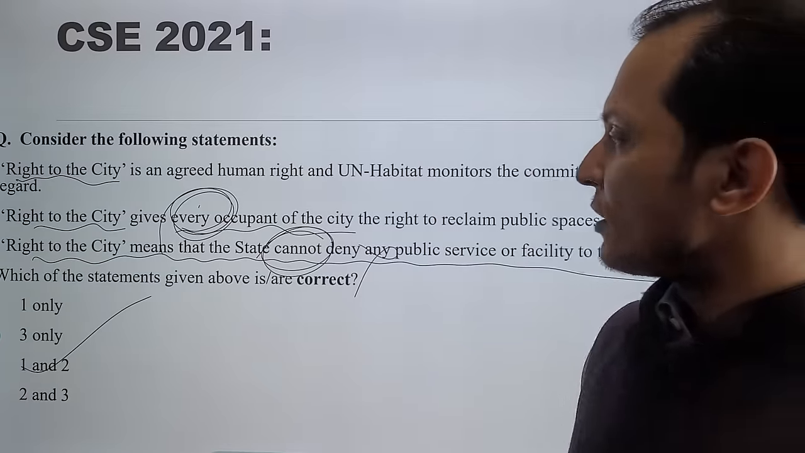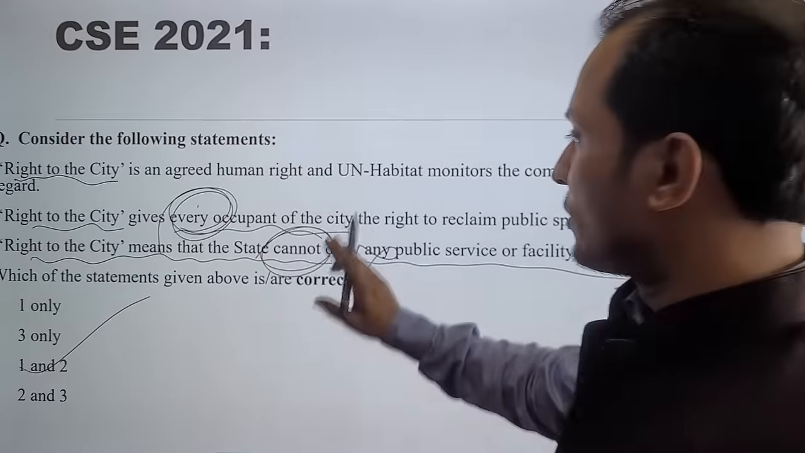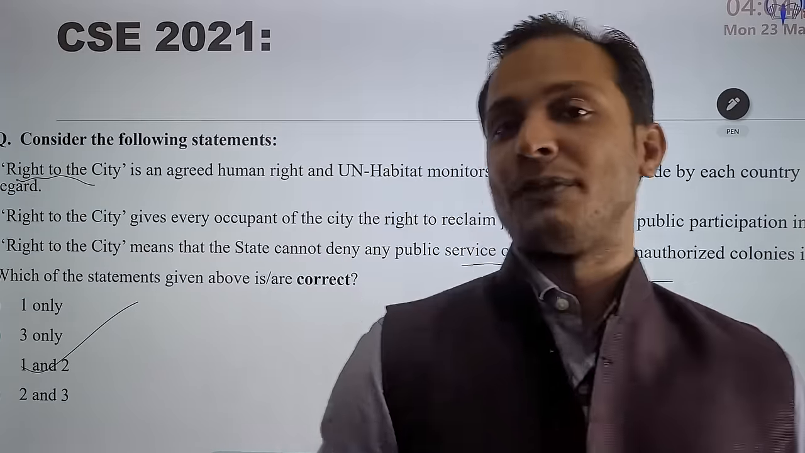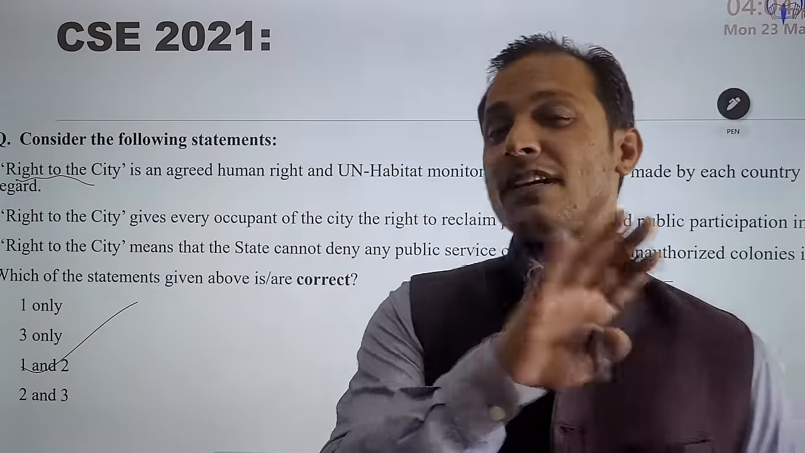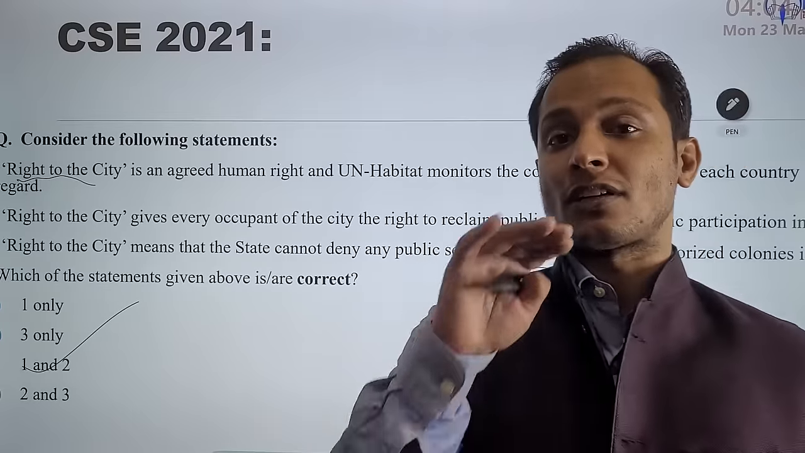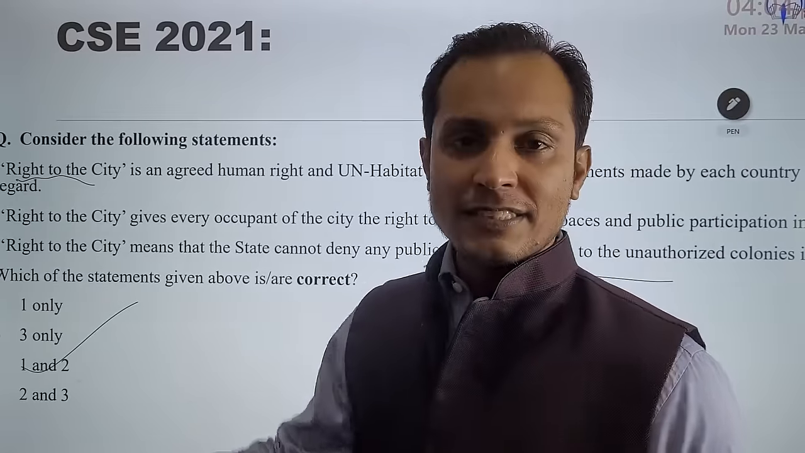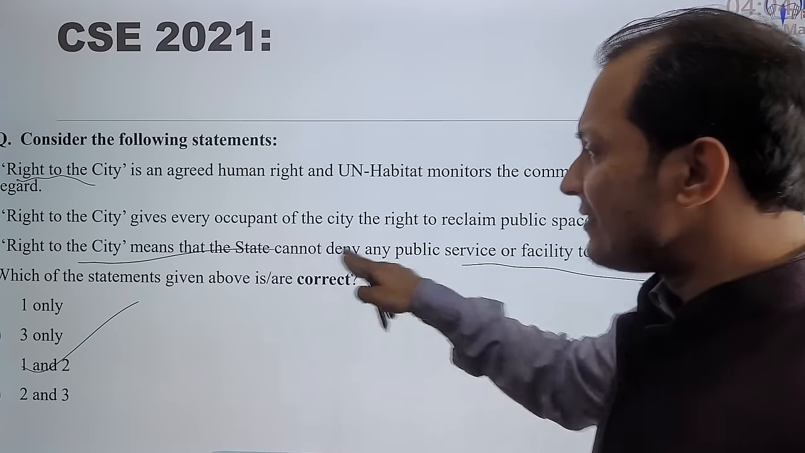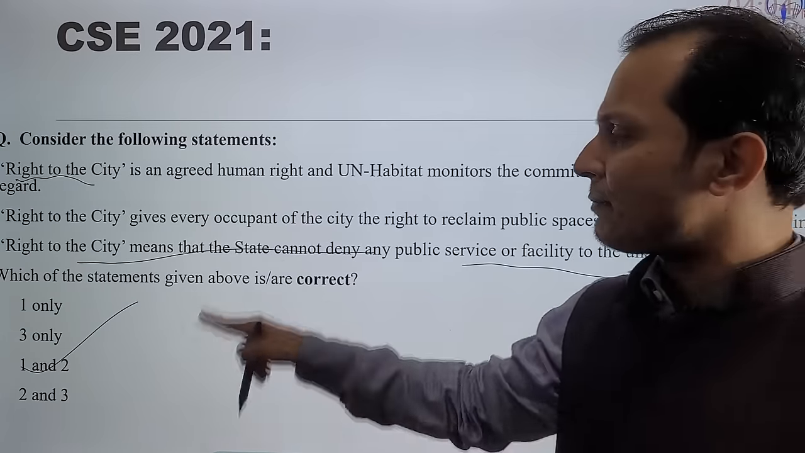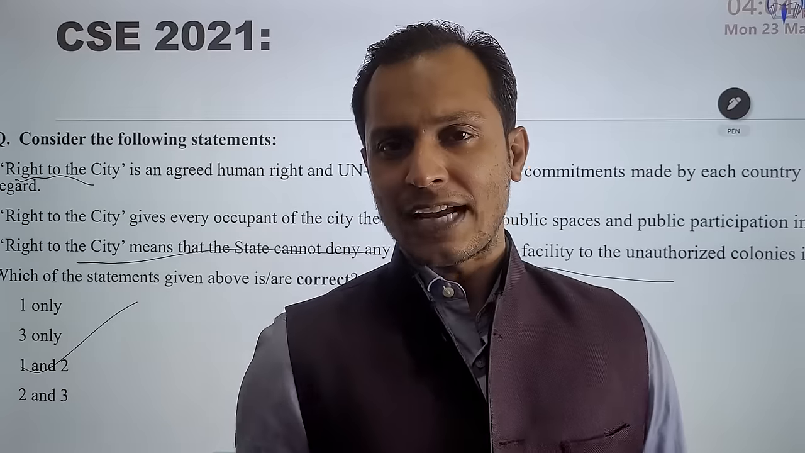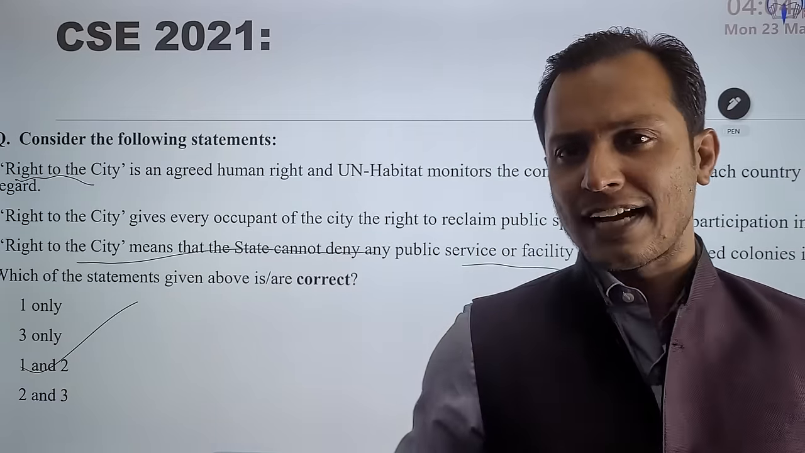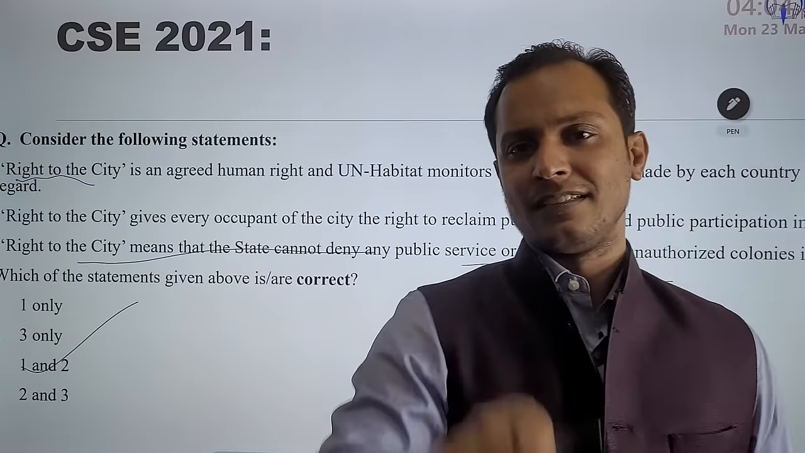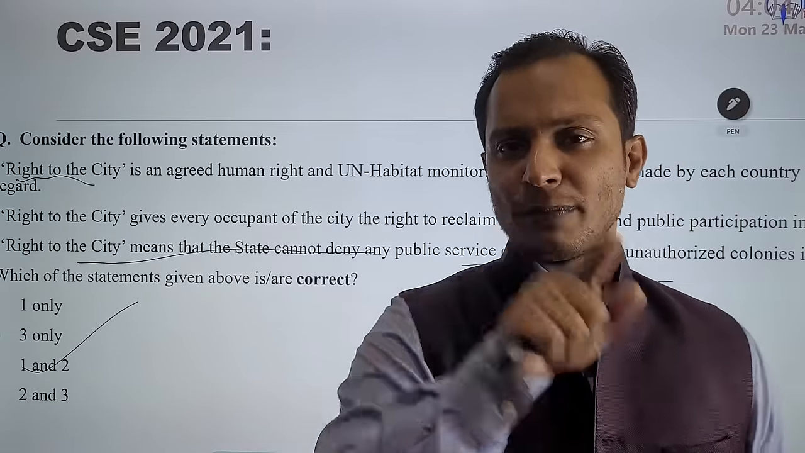Why, guys? Because here you have to apply logic. It says right to city. Obviously, right is for every occupant. Right is something which is not a privilege. Then you will say, sir, if it applies to all, why the hell is statement 3 incorrect? Guys, statement 3 is incorrect because you know no right is an absolute right. You must be knowing this. There are reasonable restrictions. We cannot say that rights cannot be denied under any circumstances. We cannot make such a statement.